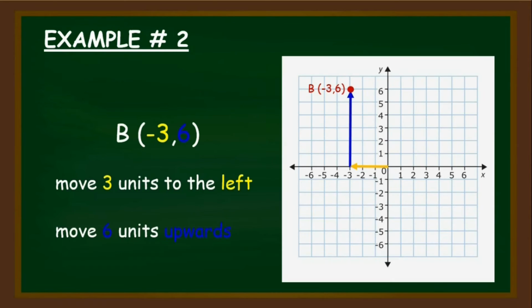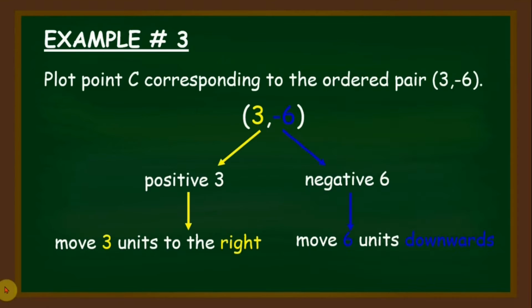Now let us plot this point on a Cartesian plane. Our point is point B (-3, 6). Starting again from the origin (0, 0), we have to move 3 units to the left. So 1, 2, and 3. And now for the y, we have to move 6 units upwards. 1, 2, 3, 4, 5, and 6. And that is where our point lies. So this is our point B, which is (-3, 6).